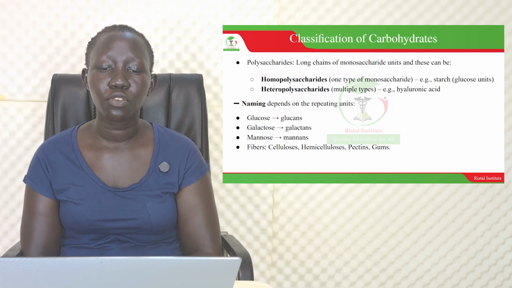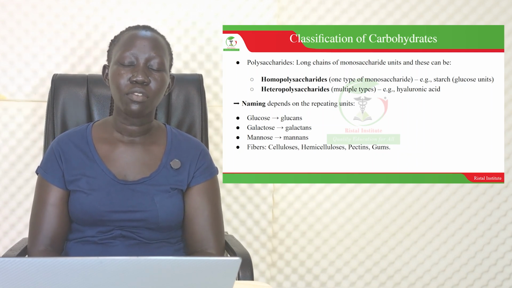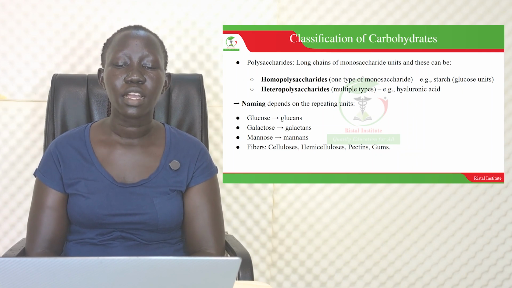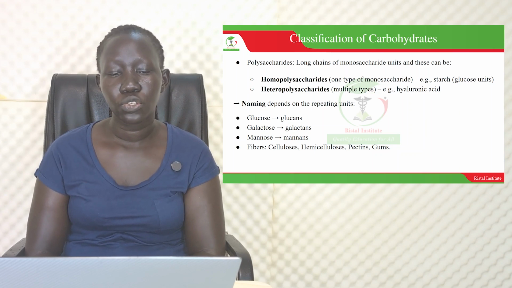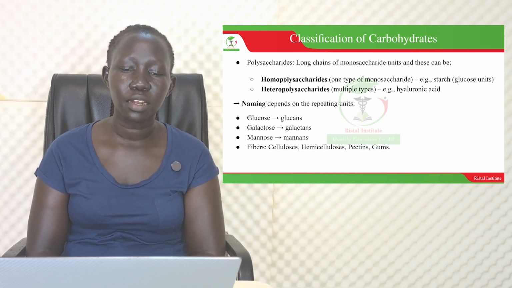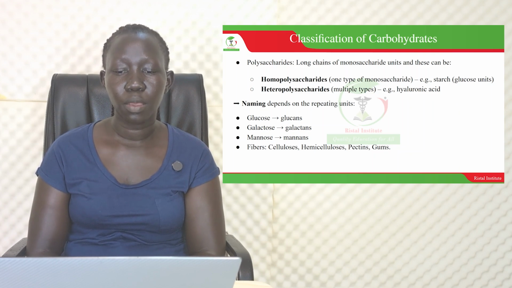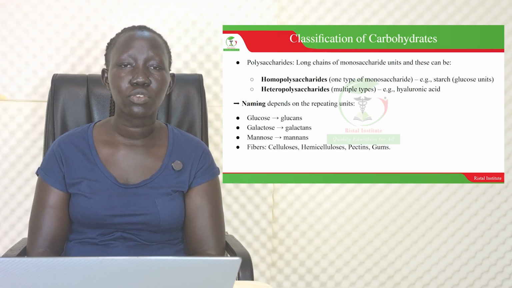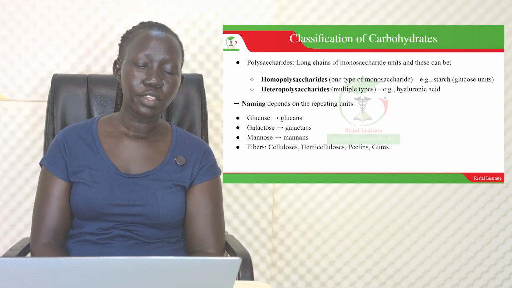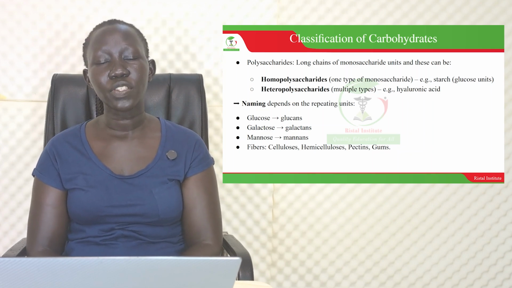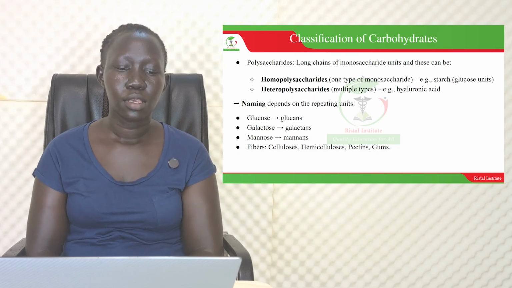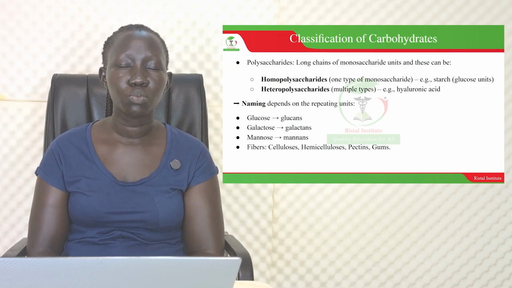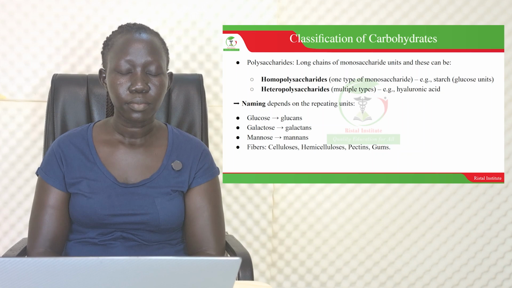Polysaccharides constitute long chains of monosaccharide units, and we can have two categories, that is, the homopolysaccharides that contain one type of monosaccharide, for example, starch, containing glucose units. Then we have the heteropolysaccharides that have multiple types of units, for example, hyaluronic acid. The naming of these polysaccharides depends on the repeating units. For example, if we are having repeating units of glucose, it will be called glucans. If it is repeating units of galactose, it will be called galactans, and repeating units of mannose are called mannans.